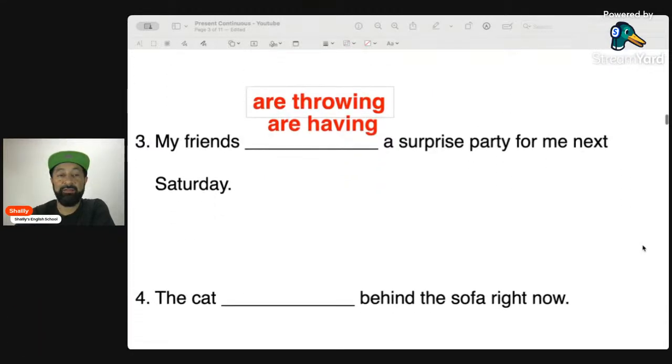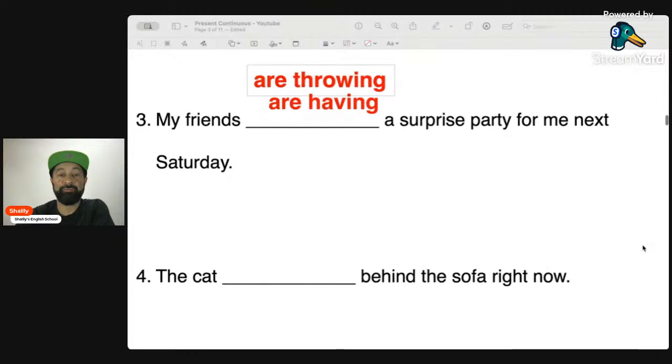Okay, let's go to number 4. The cat something behind the sofa right now. Now, there can be tons of answers. There can be many, many answers. You choose what you feel is the best answer. So here, the cat something behind the sofa right now.